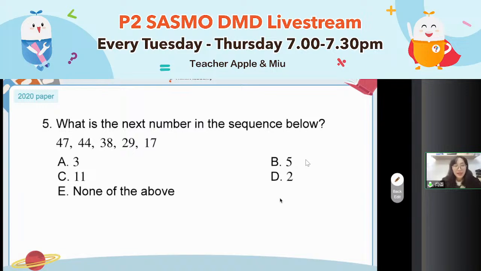What is the next number in the sequence below? Okay, everyone, you try it. I give you 1 minute, okay? 47, 44, 38, 29, 17. So what is the next one? Again, try to draw the bridges first, okay? Try to draw the bridges first. After you draw the bridges and try to observe the bridges, can you find any relation here?